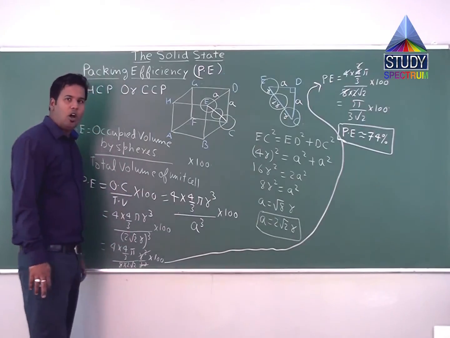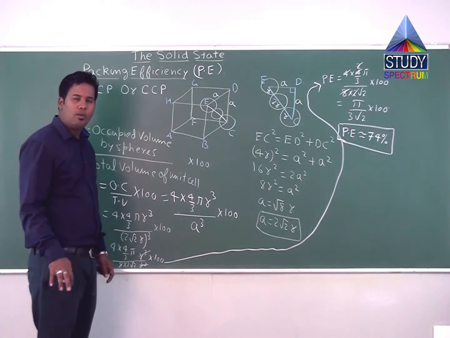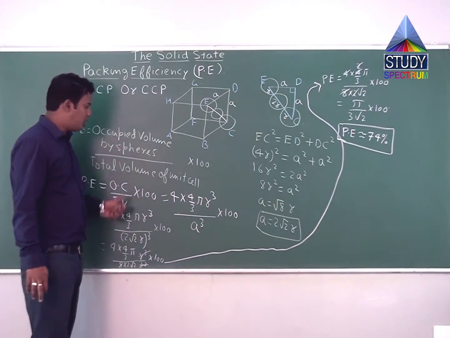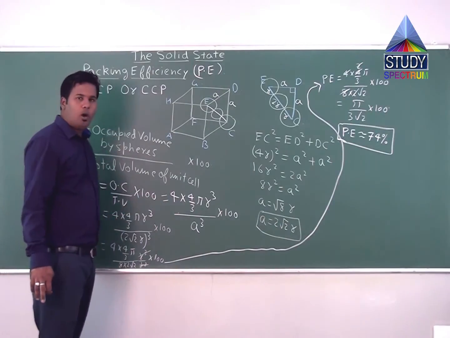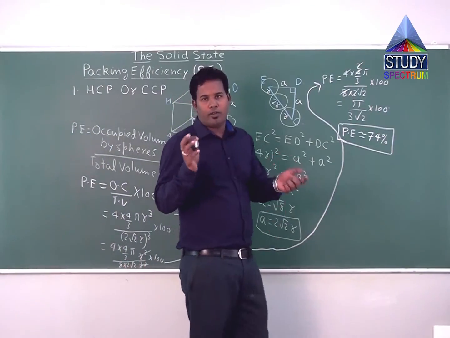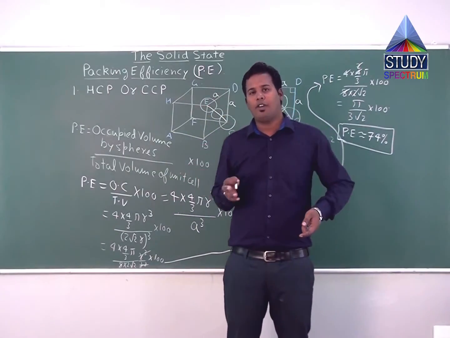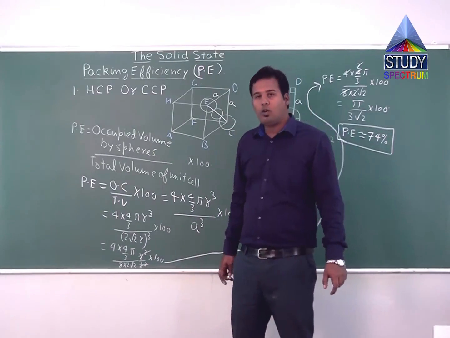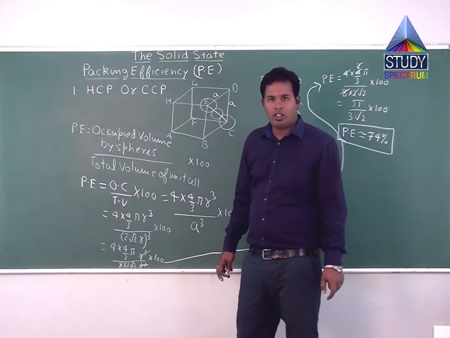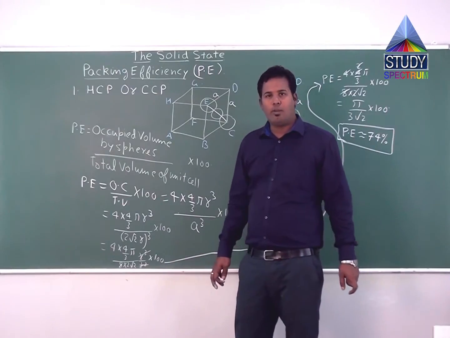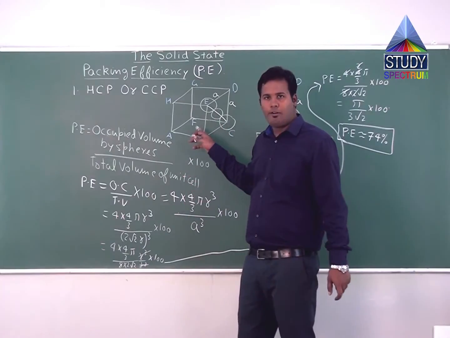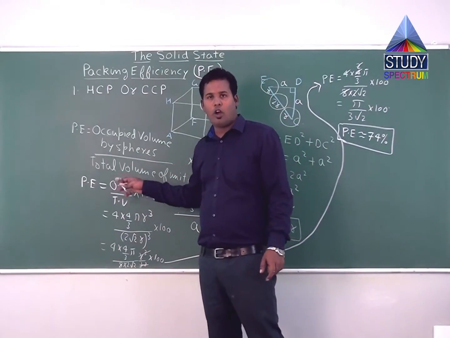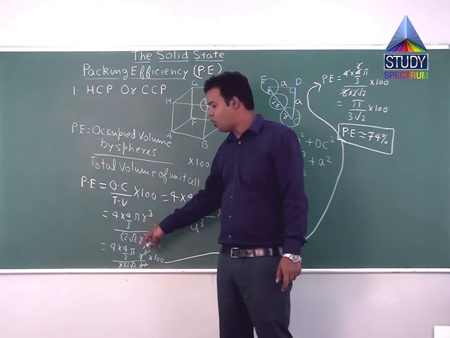Now packing efficiency always means the total occupied volume of spheres divided by the total volume of the unit cell, into 100. Now occupied volume of spheres means the total number of spheres you have in this unit cell, multiplied with the volume of each sphere, and you get the total occupied volume of the spheres. As you might have studied in lower standards in mensuration, the volume of a sphere is 4 by 3 pi r cube, and since there are effectively four spheres in this unit cell, the occupied volume of spheres becomes simply 4 into 4 by 3 pi r cube.